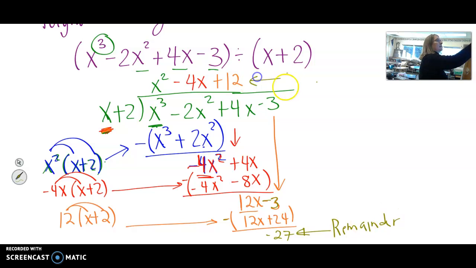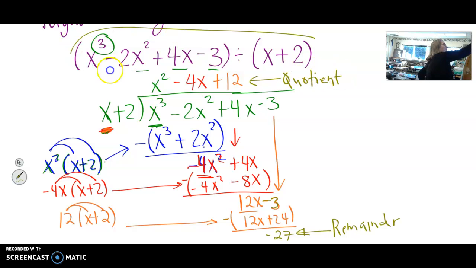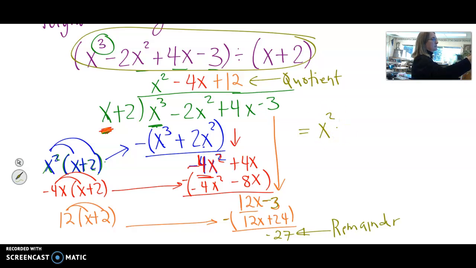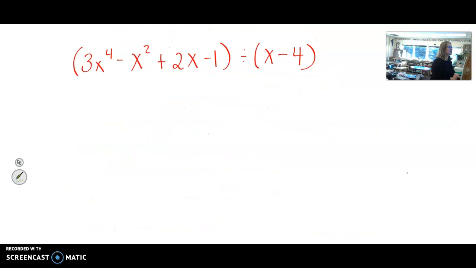This right here is our quotient. So when you do this division, you take x cubed minus 2x squared plus 4x minus 3 and divide it by x plus 2, you get the quotient plus the remainder over the divisor. All right, so that is example 1. You know what? Let's just stop there and I'll do another example.